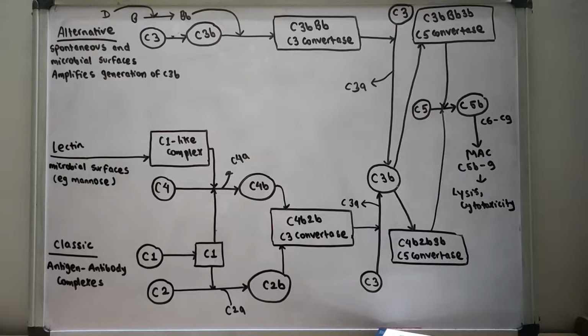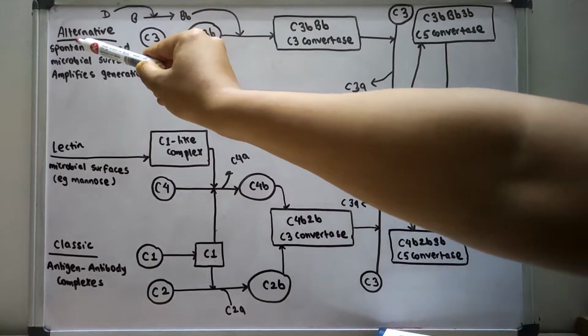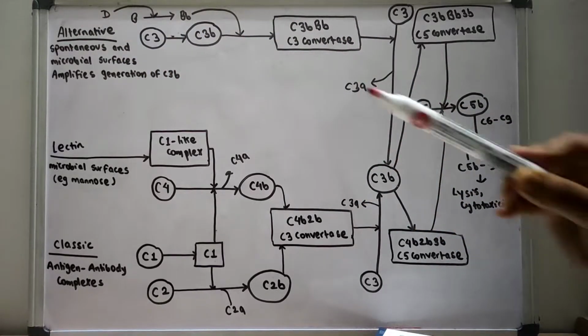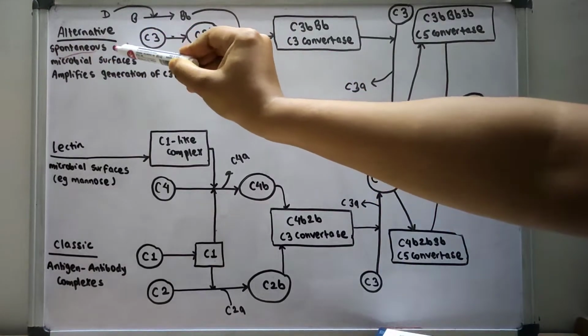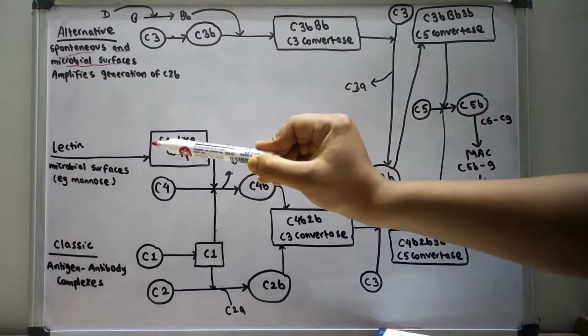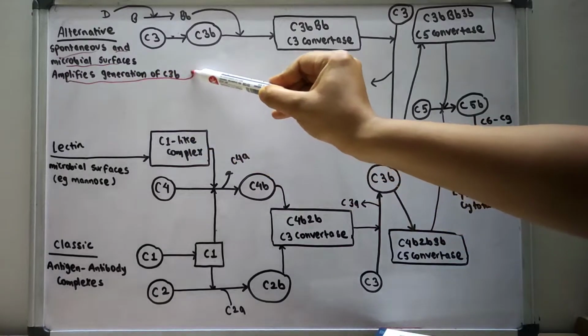So now first of all, let us discuss the alternative pathway. The alternative pathway is spontaneous and the microbial surfaces are involved, which amplifies the generation of the C3b.